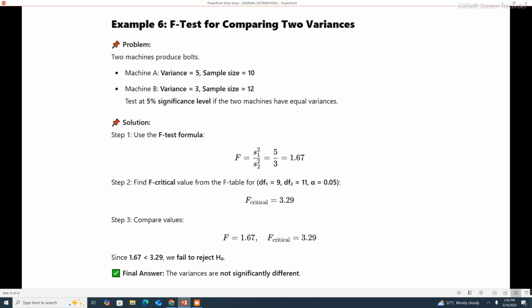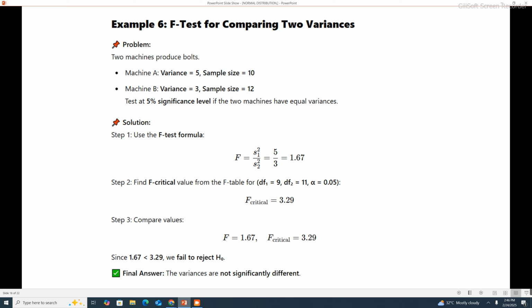So now let's go back here. In this problem, we have two machines that produce bolts. Machine A has variance 5, sample size 10. Machine B has variance 3, sample size 12. We have to test at the 5% significance level if the two machines have the same variance. Since we are comparing two sample variances together, we're going to be using the F distribution. The sample variance for the first one is 5, the second one is 3, so we get 1.67.